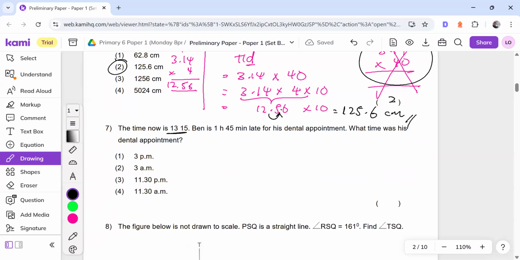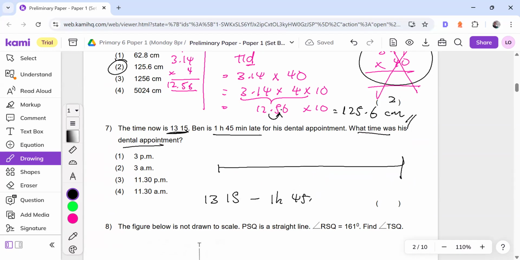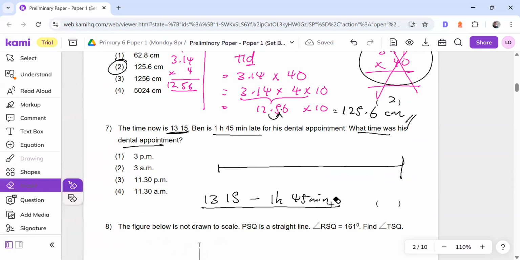Now the time now is 13:15. Ben is 1 hour 45 minutes late. What time was his dental appointment? Timeline. Okay, timeline. And in paper two, if you ever write like this, you will be penalized. Paper one in your booklet B, if you write like that, minus marks. Time cannot minus duration, right? So you don't write like this. So you use a timeline.